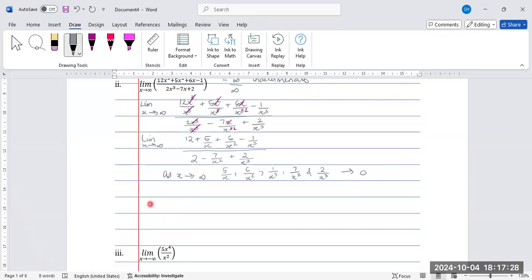So now I'm going to write the limit as x tends to infinity of 12 plus 0 plus 0 minus 0, over 2 minus 0 plus 0, which is equal to 12 over 2, which is equal to 6. See the minus coming here, Kenneth? All agreed? Yes, sir. Good job. I take your questions. Okay, there are none. Moving on.